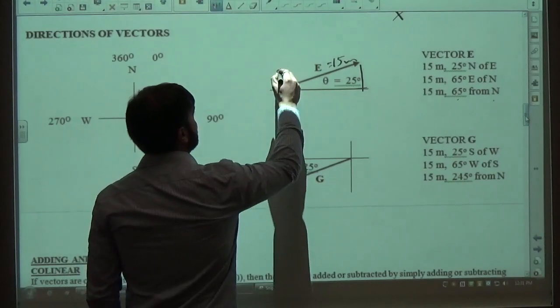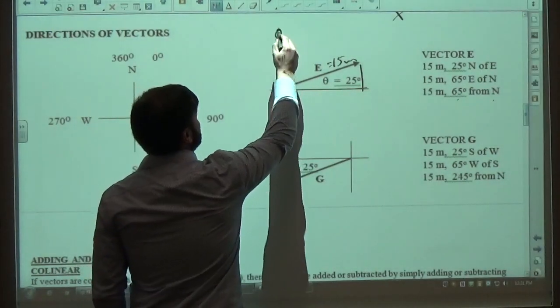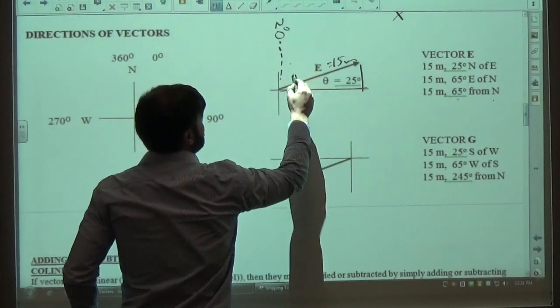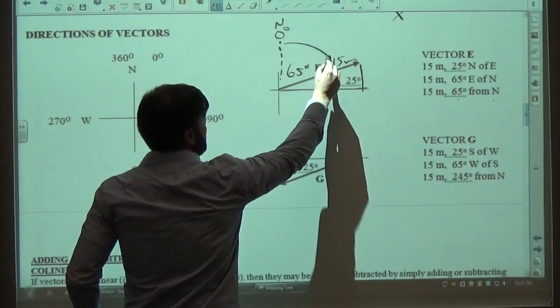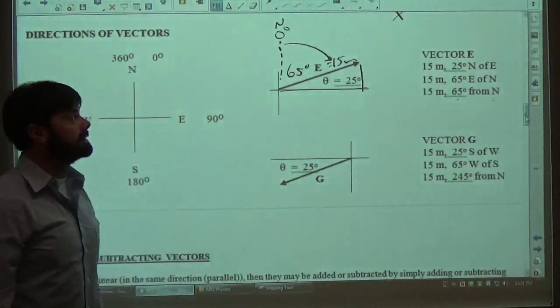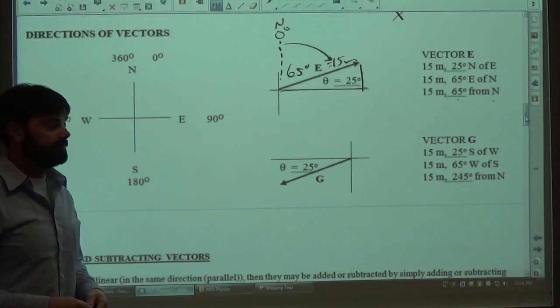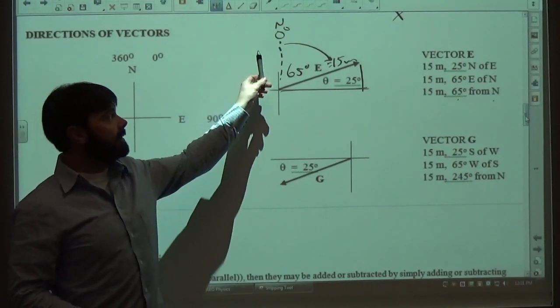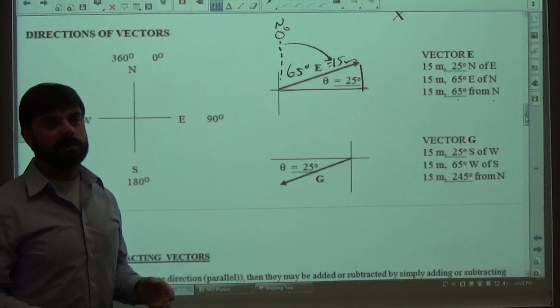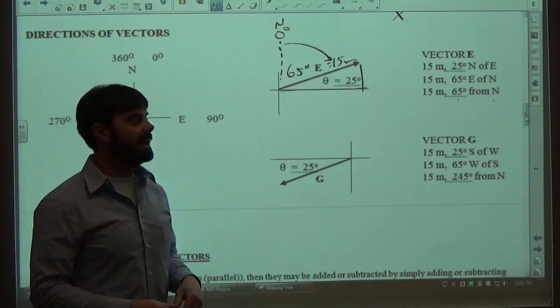Because in essence what they're showing is if you had 0 degrees here and this was straight north, you would go 65 degrees clockwise to rotate it into that position. Okay? Now, everything in quadrant 1, the numbers seem to work out pretty easy. There's not a lot of crazy things to add and subtract.